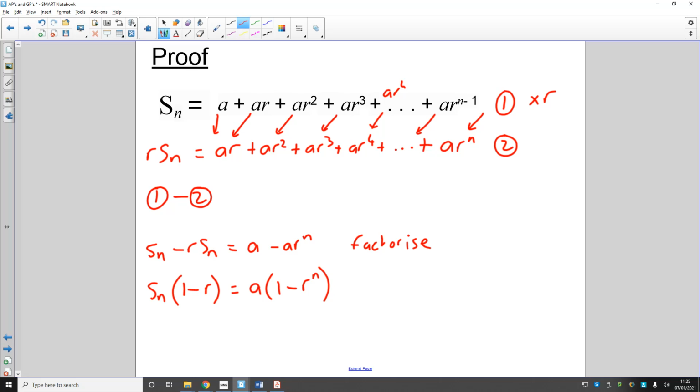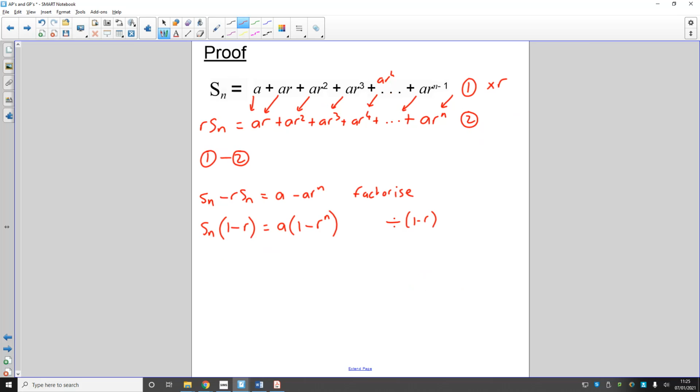Now to get the sum of n on its own, we need to divide through now by 1 minus r, and this will then give me here that the sum of n terms is equal to a multiplied by 1 minus r to the power of n, all divided by 1 minus r, which is what we required. So that's proved that the sum of n terms is given by that formula. That is something that you really need to focus on practicing.